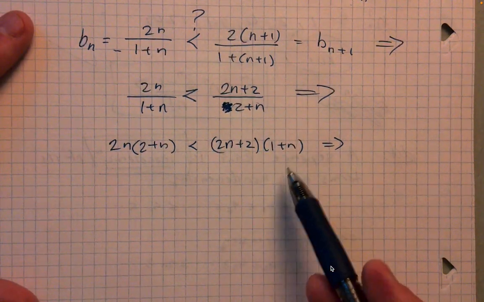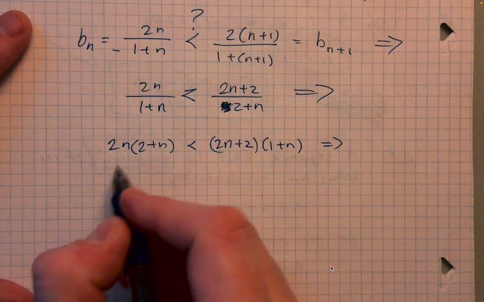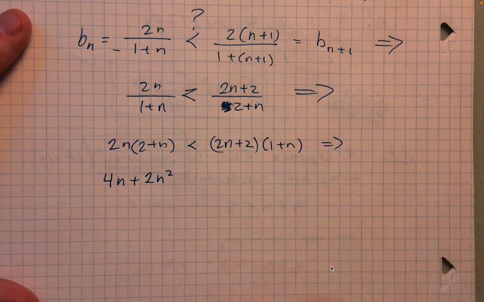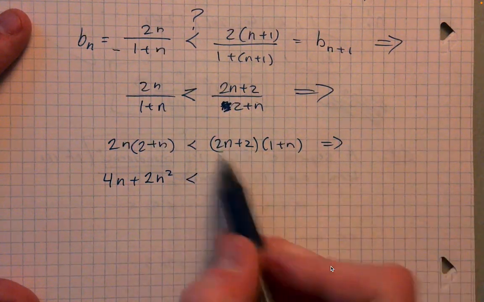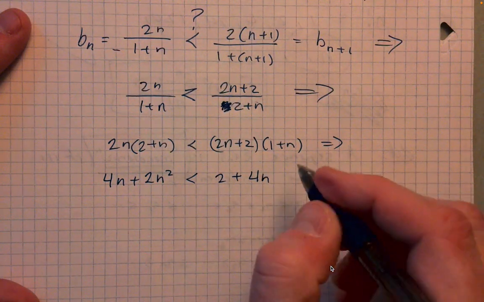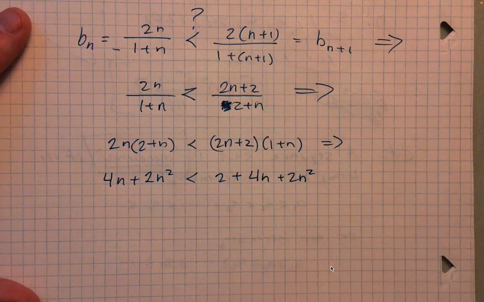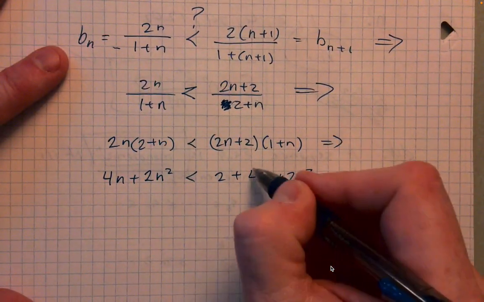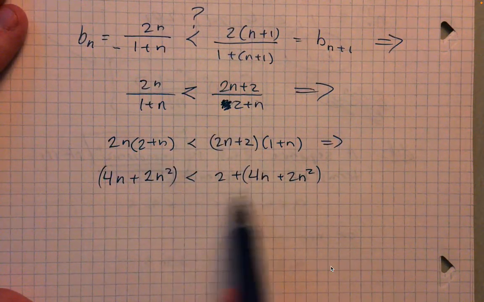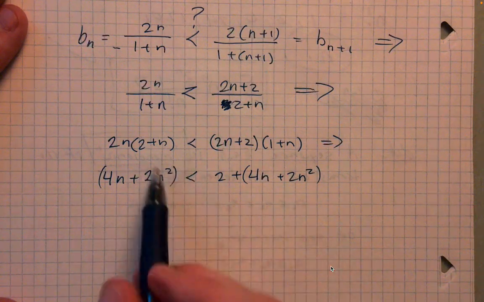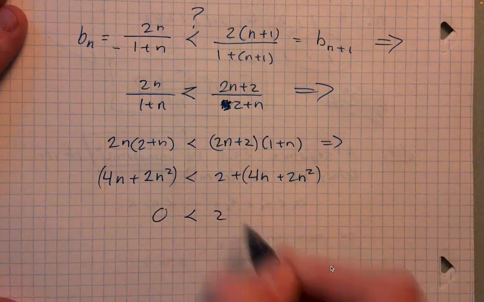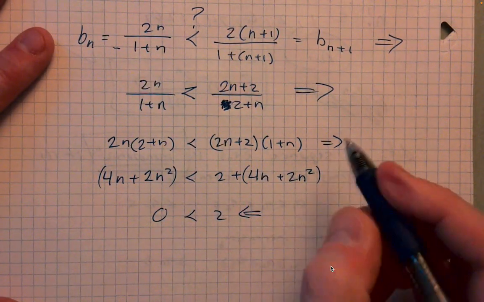Then let's expand this. I get 4n plus 2n squared over here. And when I expand this, I FOIL it out, and I get 2 plus 4n plus 2n squared. So I can see here that this one is 2 more. If I subtract the same value from both sides, I get 0 is less than 2. All right, so that is true.